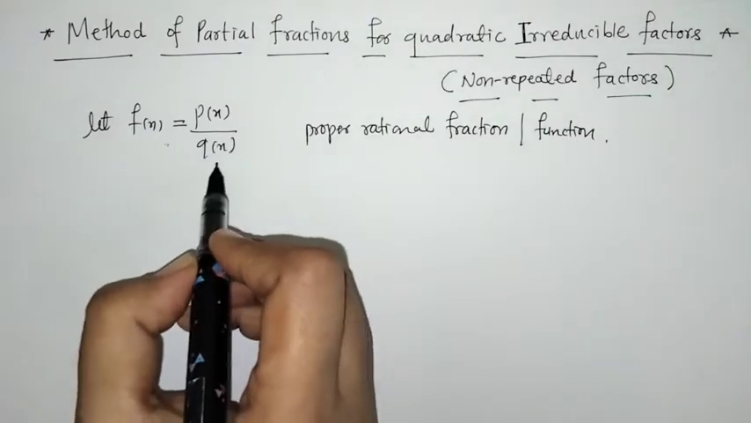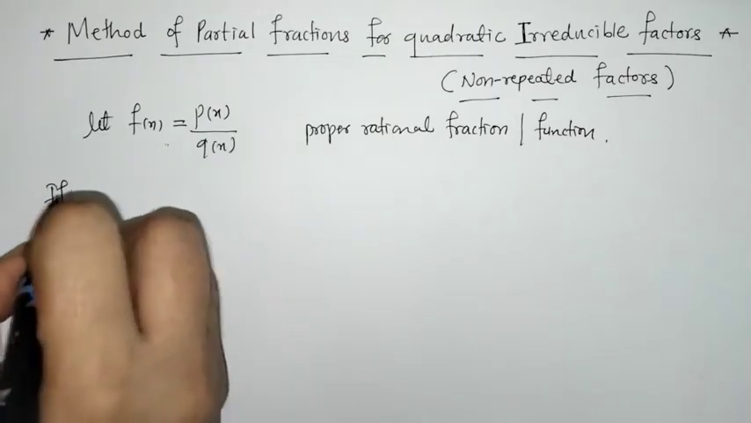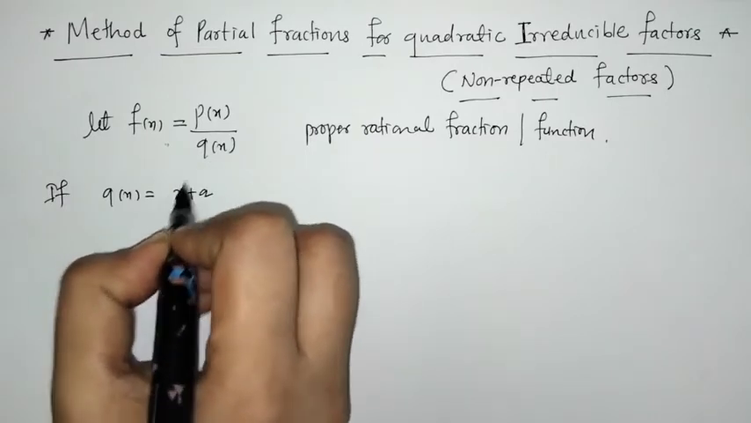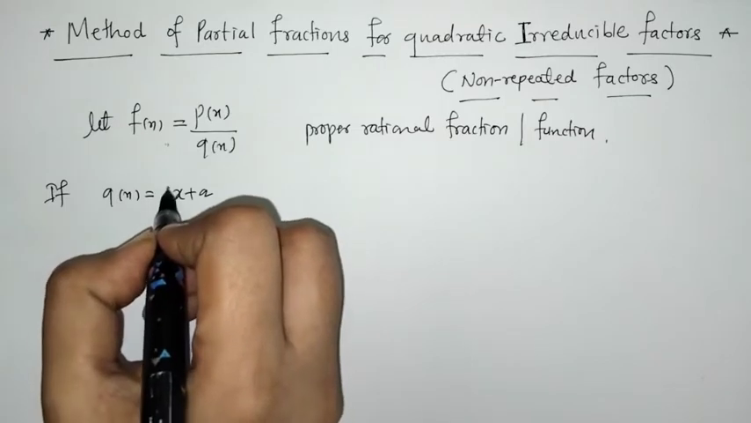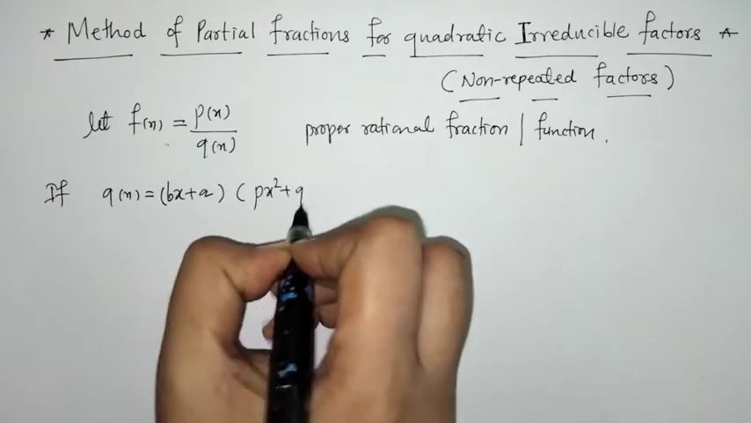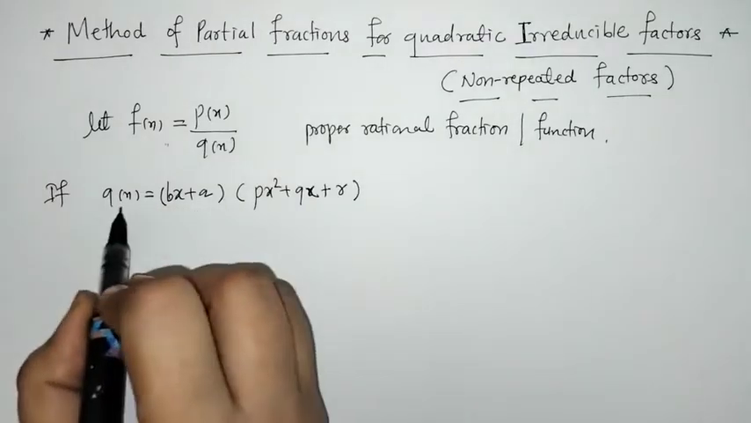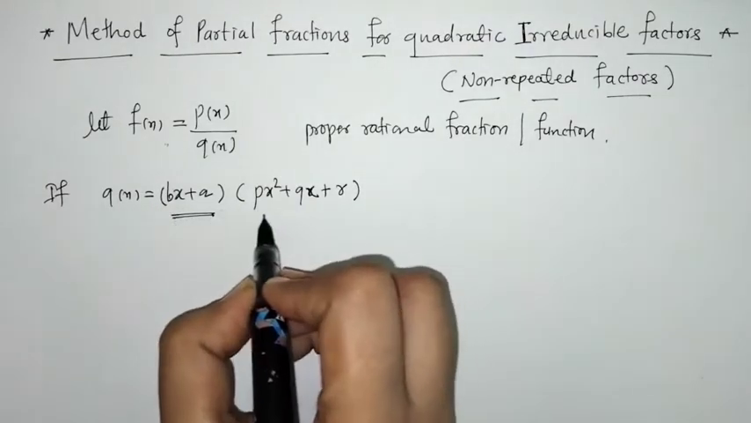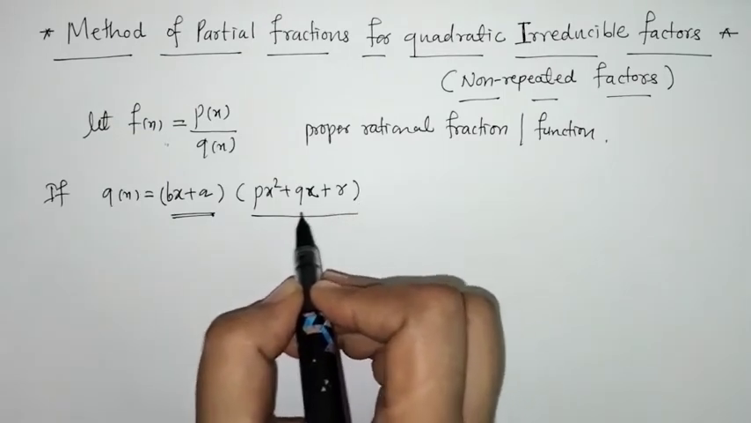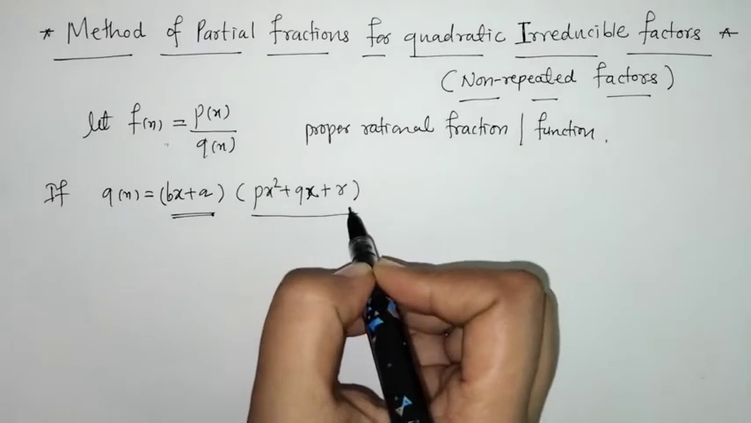Now let's consider that q of x is factorized into a linear and a quadratic factor. Consider the first factor bx plus a, and the next factor px square plus qx plus r. Here this is a linear factor and this one is a quadratic factor. This is an irreducible factor, that means it cannot be factorized into linear factors, where p, q, r are constants.